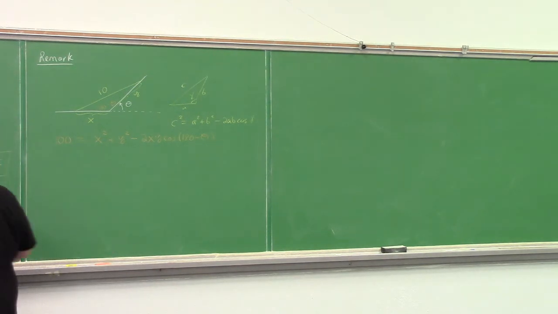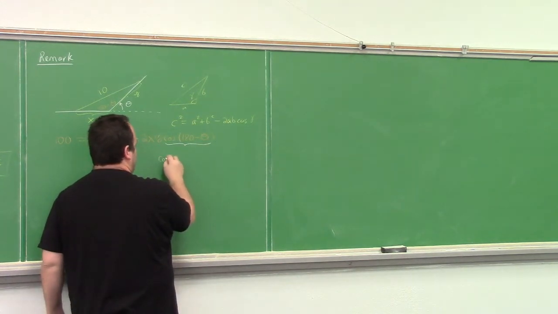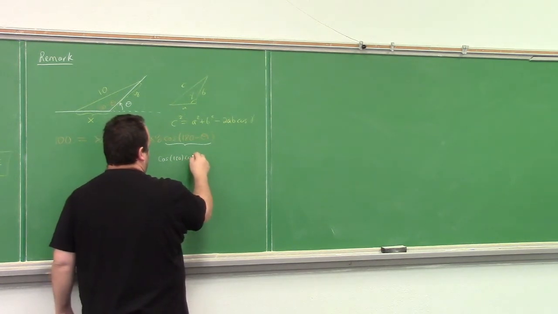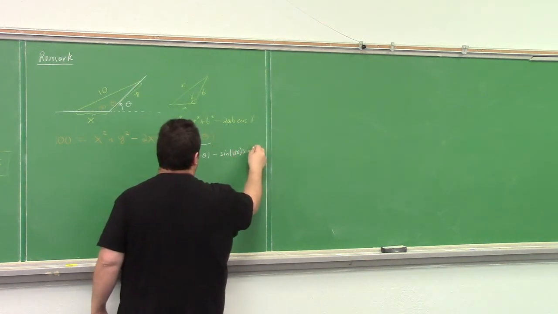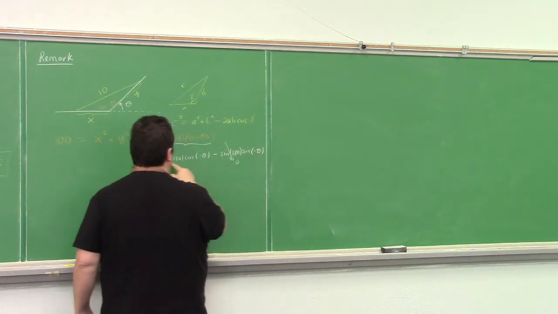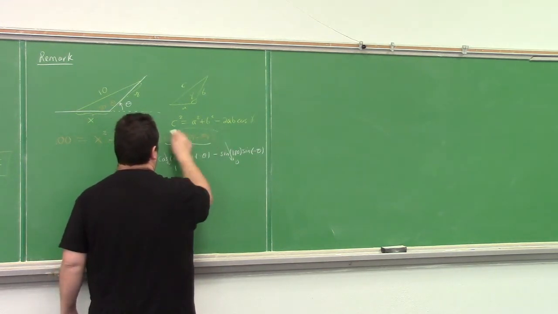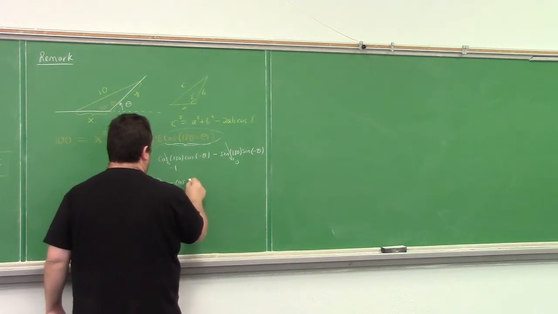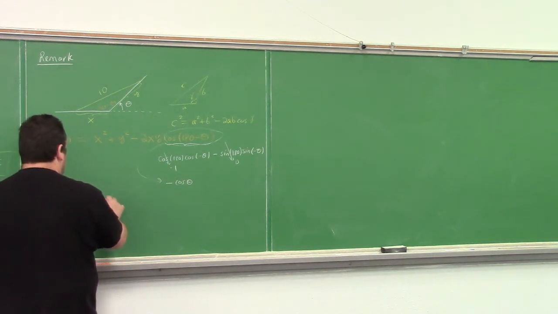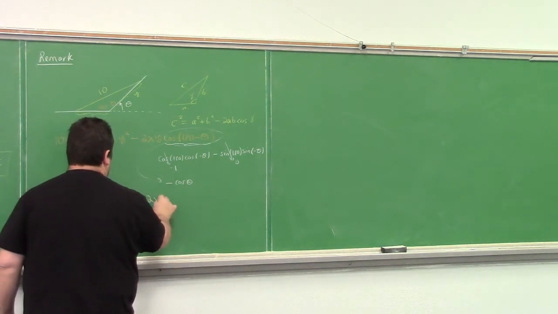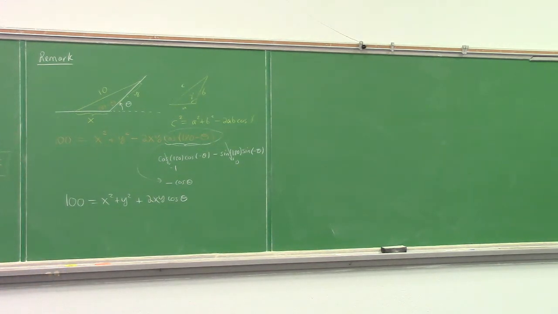Oh, by the way, can you tell me how to simplify that? If you didn't want to work with cosine of 180 minus theta, you could also do what? That's cosine 180 cosine minus theta, minus sine 180 sine minus theta. So that's 0, and cosine 180 is minus 1. So actually you could replace this whole thing with minus the cosine of theta. In other words, you could look at the equation 100 equals x squared plus y squared plus 2xy cosine theta if you don't want to work with the shifted angle, which is kind of funny, but there it is.